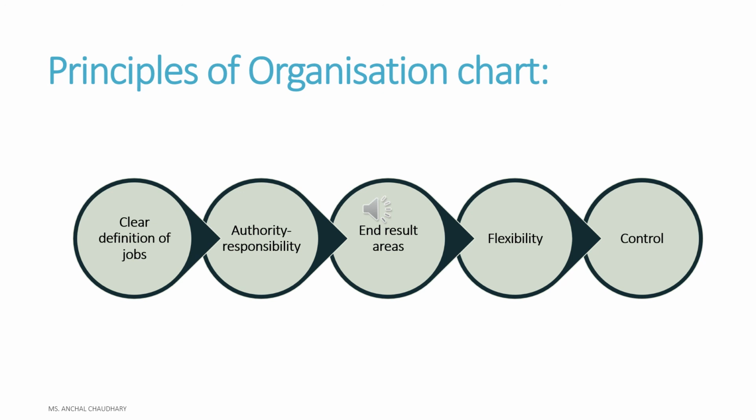Next is end results area. What are we expecting from the employees? What is the task which has been expected from the specific job? That should be clearly defined in this organization chart, so that we know exactly what we are expecting from each position. Next is flexibility. It should be flexible. It should be capable enough to make any changes according to the environment. Next is your control. By dividing the overall task into smaller units, these charts provide a yardstick of performance, which will help us in measuring the actual performance in the end. So that will help us in controlling that.